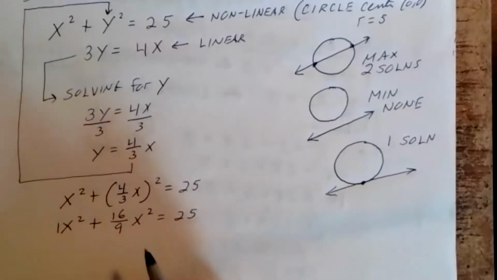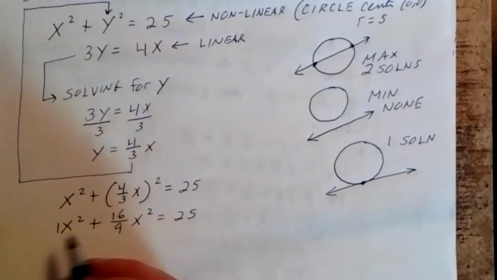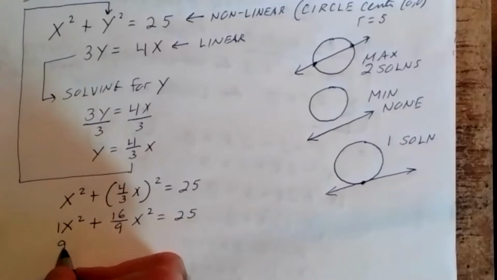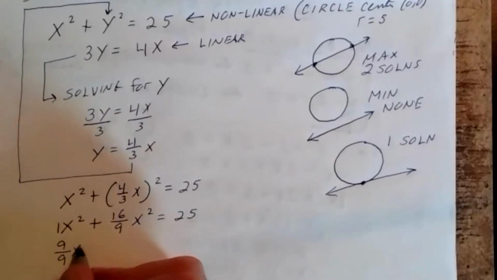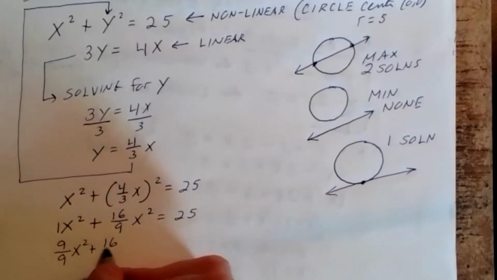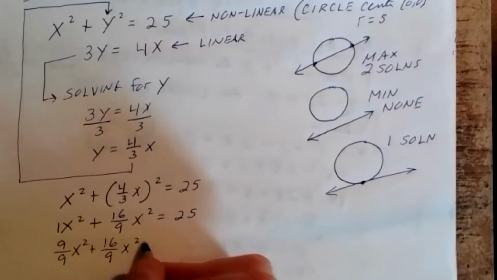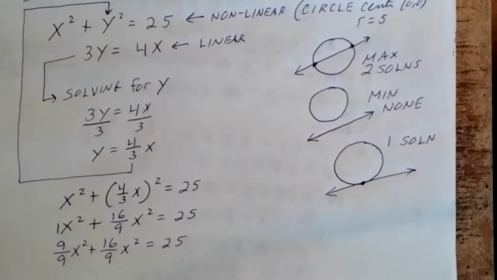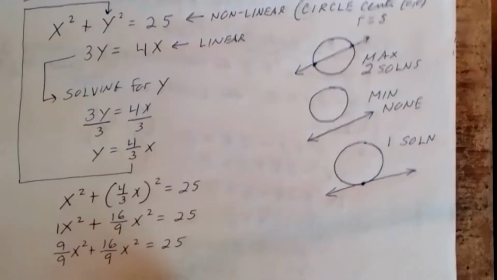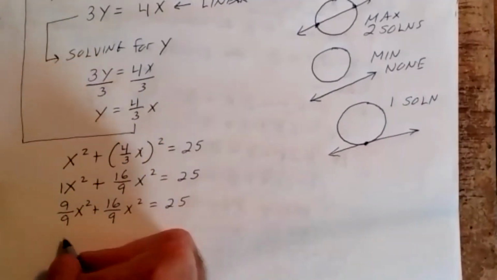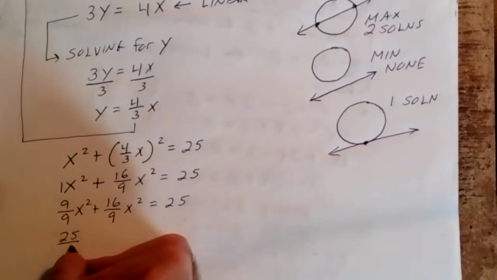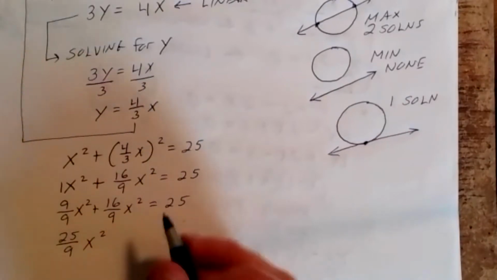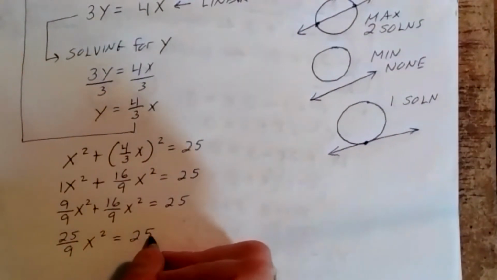Notice we have 1x squared, 1x squared plus 16/9 x squared. Another name for 1 is 9/9. So this is 9/9 x squared plus 16/9 x squared. And what's 9/9 plus 16/9? Gives you 25/9. So we got 25/9 x squared is equal to 25.